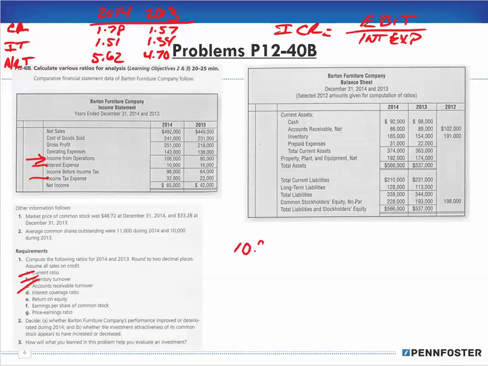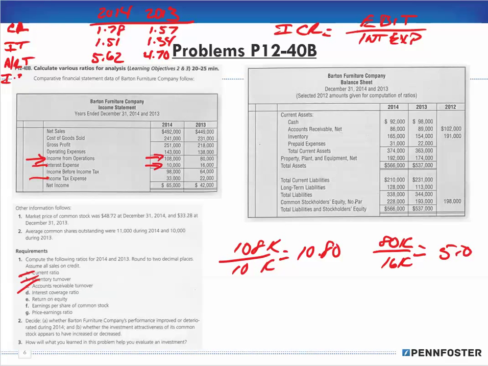So I have 108, and I'm dividing it by the interest expense, which is the 10,000. Divide one by the other, and I get 10.8. And same thing for 2013, I have 80 and 16, and that gives me 5.0. So our interest coverage ratio is 10.8 and 5.0. Okay, so pause the video.